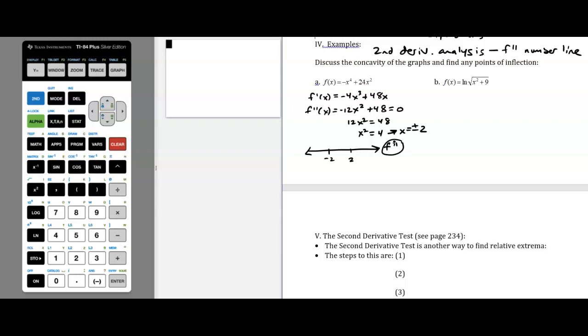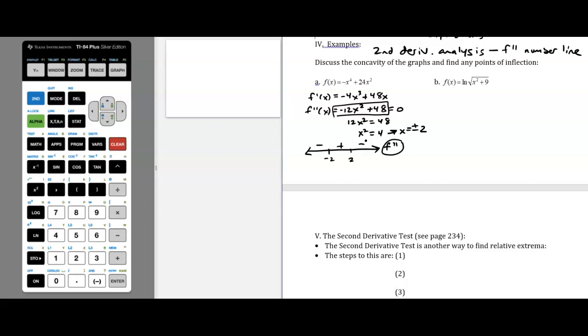We are going to test representative values from these intervals in f double prime. I always start with the easy value, and 0 would be the easiest. If you plug 0 into this second derivative, it gives a positive value. If you took something really big or really small, when you square that and multiply by negative 12, it's going to be more negative than the positive 48. So I think it's going to end up looking like this.